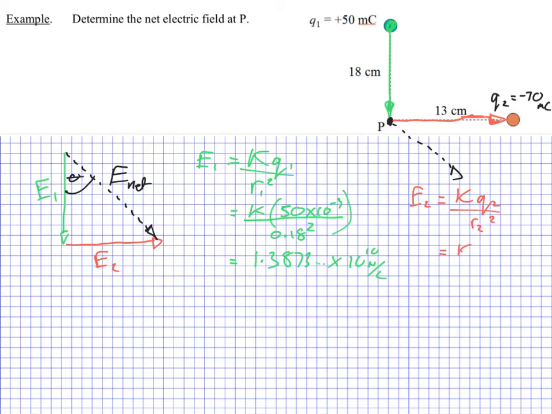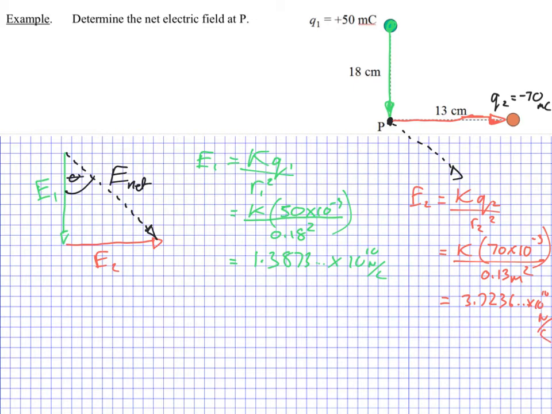And of course that's going to be K. Q2 is 70. Again, I'm not worried about the negative because charge is a scalar value. And it's milli, so 10 to the negative 3, all over 13 centimeters. So I'm turning that into meters squared. And that gives us a value of 3.7236. Oops, not like that. It's 2.36 times 10 to the 10 newtons per coulomb.